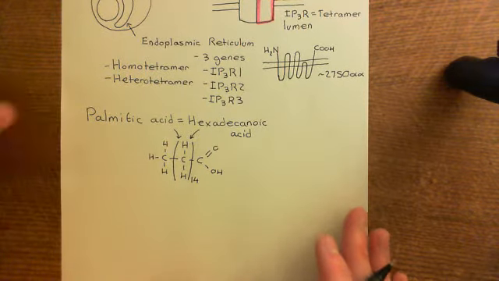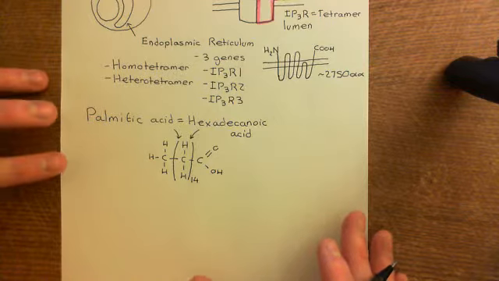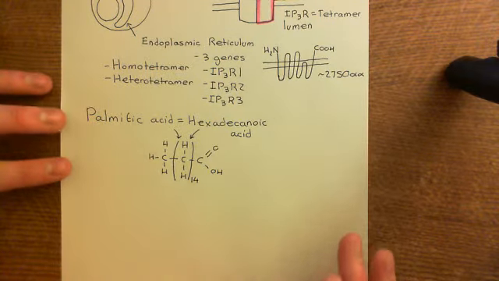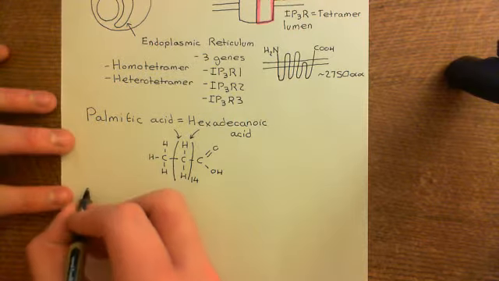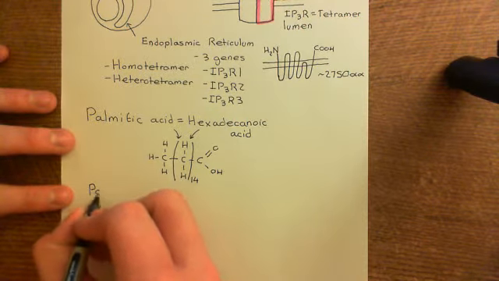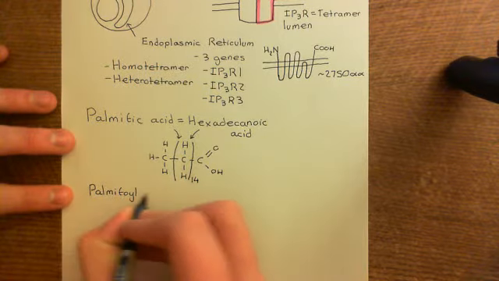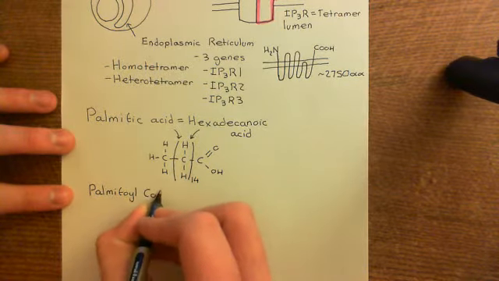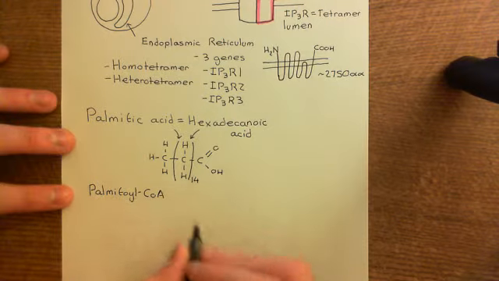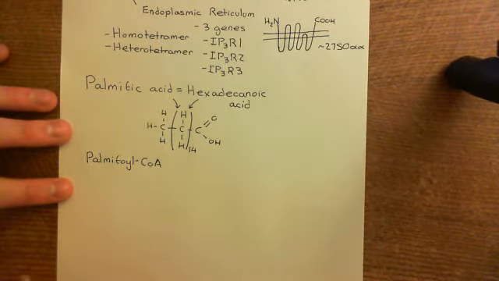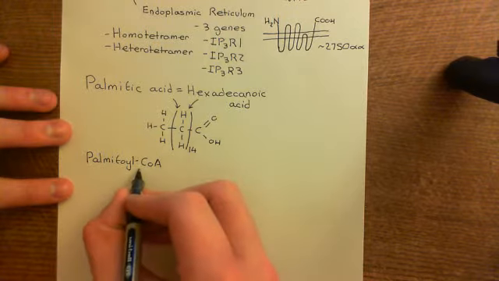Now, it's not palmitic acid that you're actually going to directly add on to proteins. Instead, you're going to add on palmitoyl coenzyme A. So palmitoyl coenzyme A is the molecule that you're going to actually use to add on the palmitoyl groups onto your protein. Let me now show you the structure of palmitoyl coenzyme A.